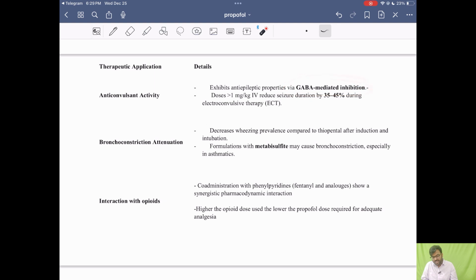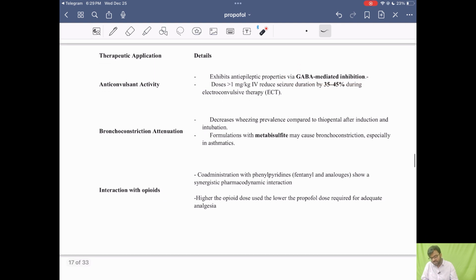One more thing is that it causes attenuation of bronchoconstriction. But if the propofol has metabisulfite as its preservative, this causes bronchoconstriction, especially in asthmatic patients. So propofol attenuates bronchoconstriction, but the metabisulfite part can aggravate bronchoconstriction if present.